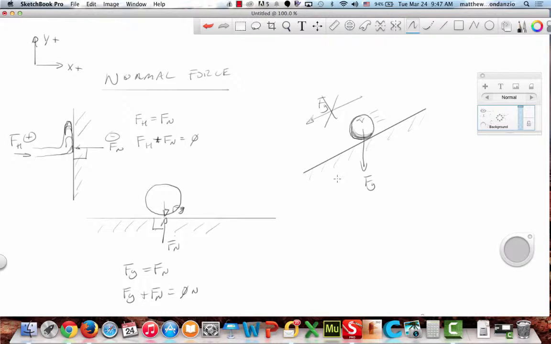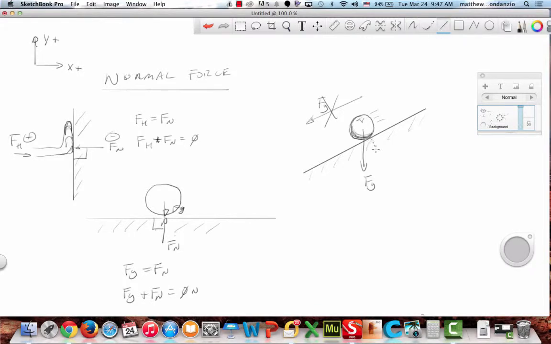We won't get into this problem because it's fairly complex. If you want to, we can. But I want you to understand this basic concept. My gravity force is still pushing down, right? Where is my normal force pushing? Perpendicular to the way the ball touches the ground.